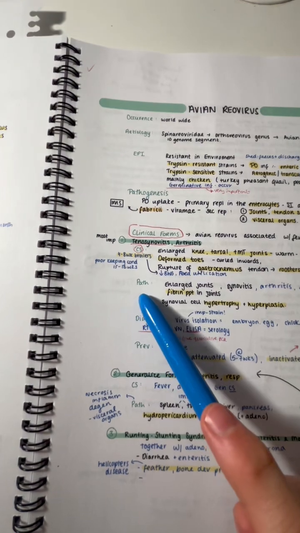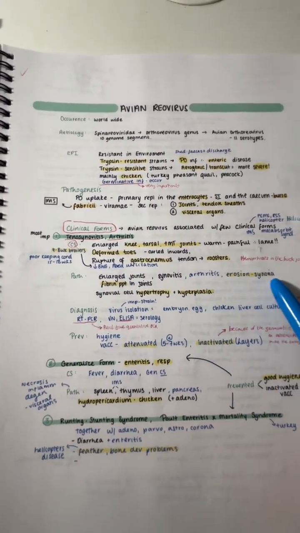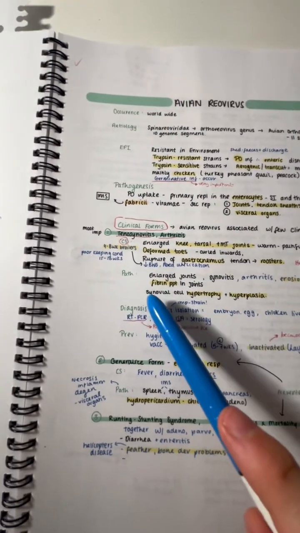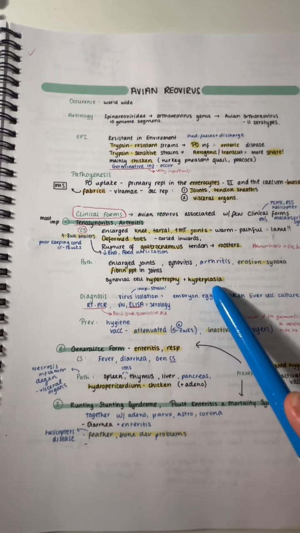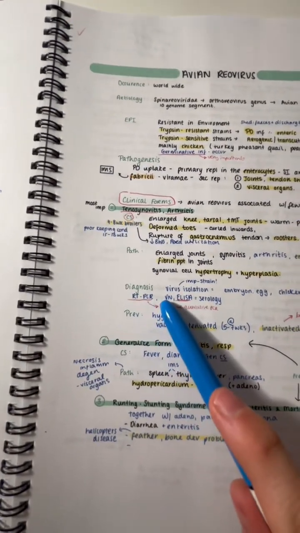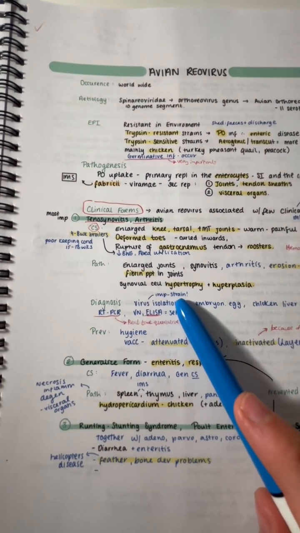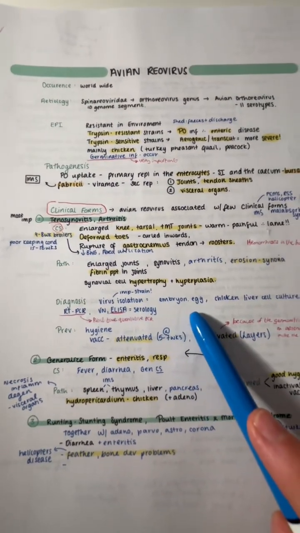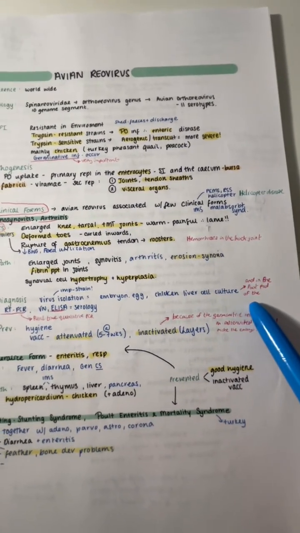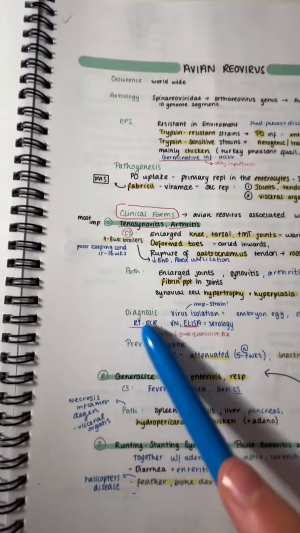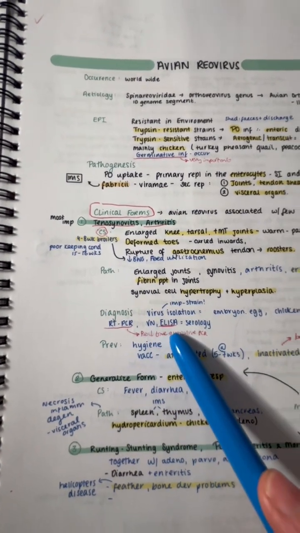For the pathology, we can see enlarged joints, synovitis, arthritis, and erosions of the synovia. We can also see fibrin in the joints and synovial cell hypertrophy and hyperplasia. For the diagnosis, do viral isolation. It's very important to know the strain. The virus can be isolated in an embryonated egg, or in chicken liver cell culture, or in the footpad of a chicken. For the diagnosis, do real-time quantitative PCR, viral neutralization, and ELISA.